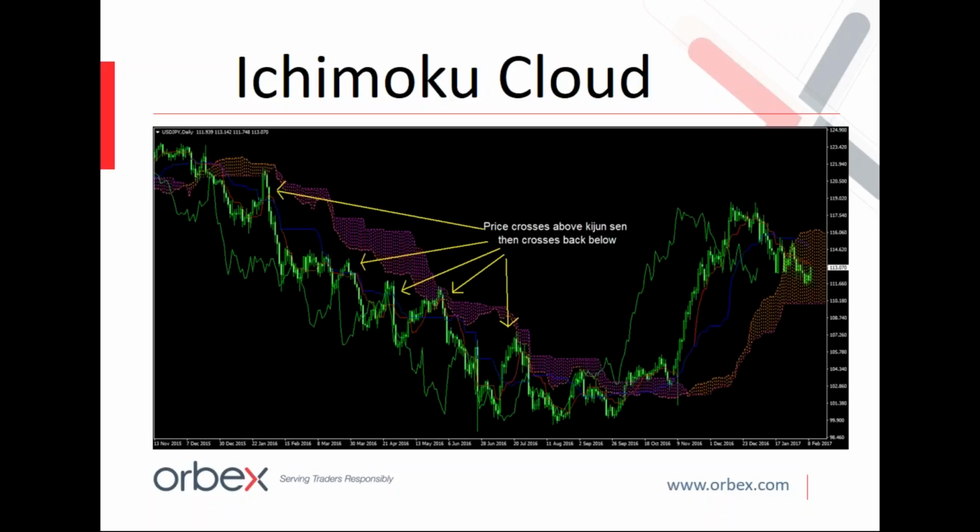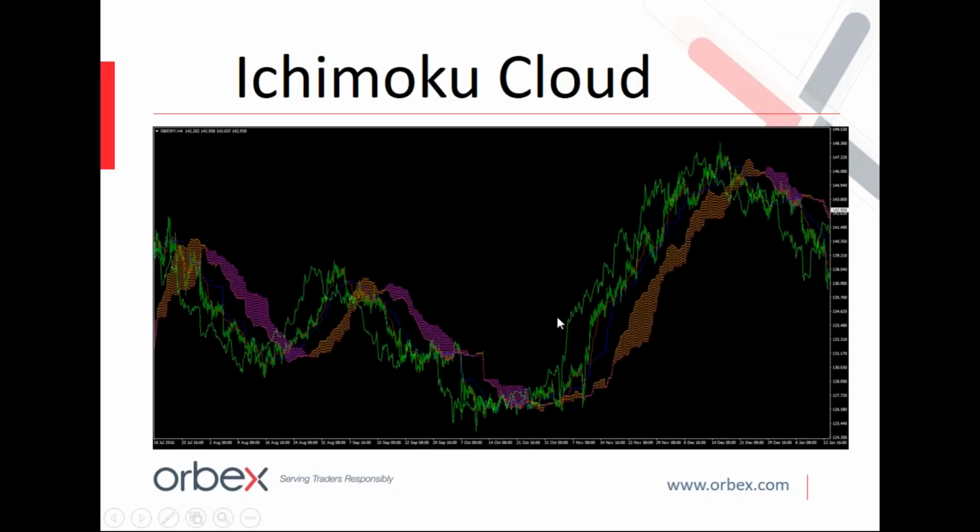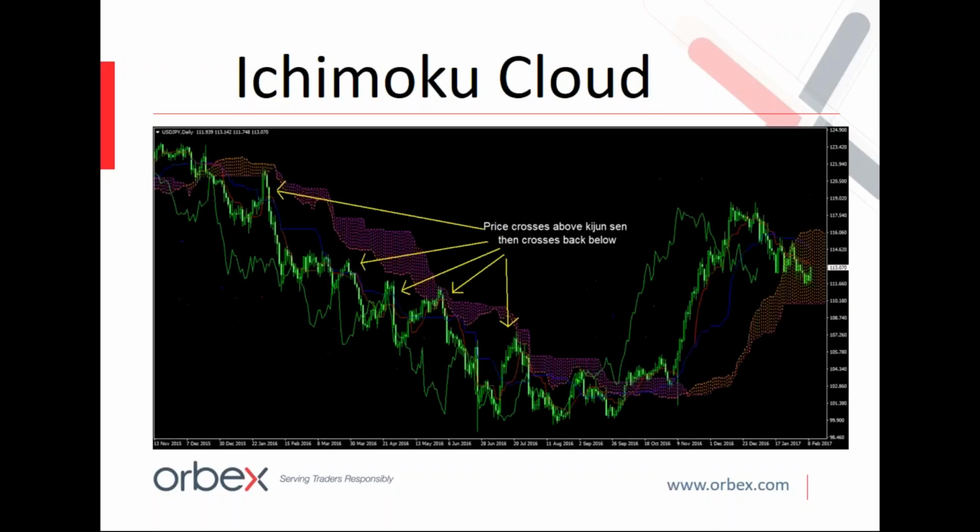And then for a short entry, we're simply looking for price to be below the cloud, giving us our bearish trend. And then we're looking for price to pop back above the Kijun Sen line and then cross back below it. So previously we were looking for Tenkan Sen and the Kijun Sen lines to cross. This time we're looking for price itself to actually cross the Kijun Sen line to give us an entry. Okay, so here you can see that we have our examples up here. I just skipped ahead a slide, so sorry if that was a little bit confusing.